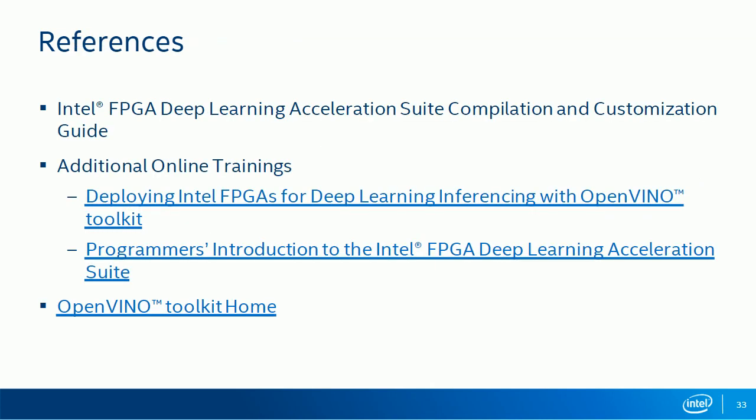This concludes the training. Here are some additional references which will help you. The information in this presentation is also located in the Intel FPGA Deep Learning Acceleration Suite Compilation and Customization Guide. If you haven't already done so, view the 2 additional online trainings listed here, which will explain how to deploy deep learning inference acceleration on the FPGA using OpenVINO toolkit, as well as basics of how the Intel FPGA Deep Learning Acceleration Suite accelerates inference tasks. Finally, for everything OpenVINO related, visit the OpenVINO toolkit home.